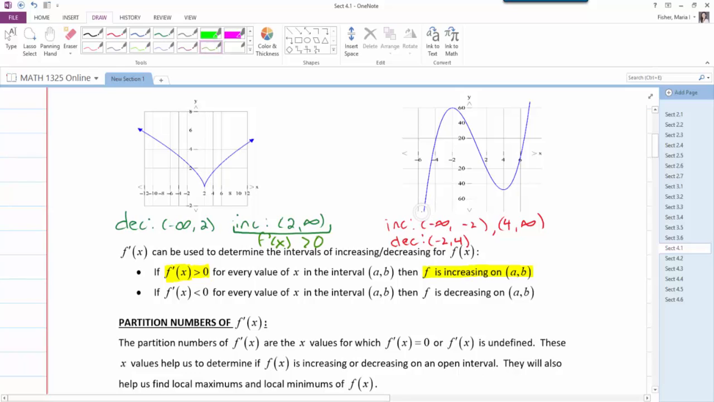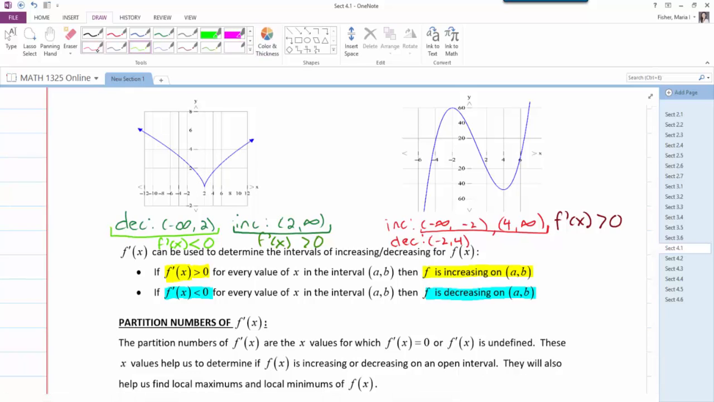Over here, same thing: since this function is increasing from negative infinity to negative 2, and again from 4 to infinity, the value of the first derivative for both of those intervals would be greater than 0. Also, if the value of the first derivative is negative, or less than 0, for every x in the interval ab, then the function itself is decreasing on that interval. So since this function was decreasing from negative infinity to 2, the value of the first derivative in that interval would be less than 0.